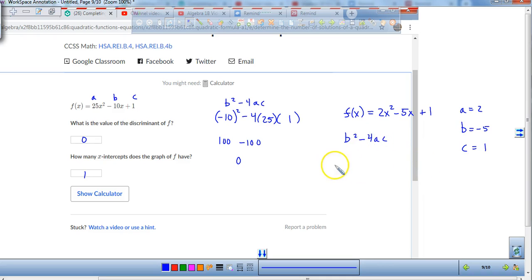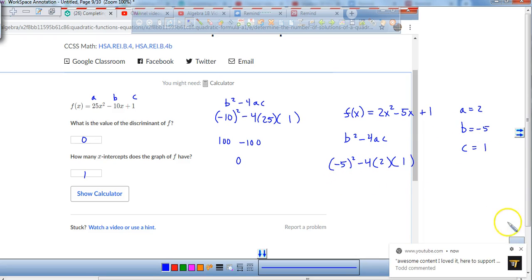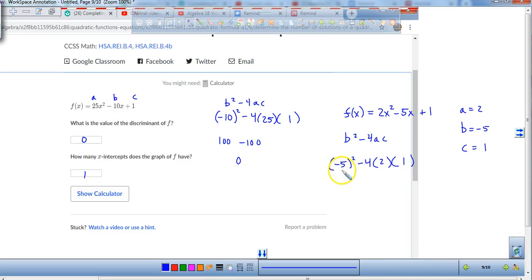b squared minus 4ac: negative 5 squared minus 4 times my a value times my c value. My a value is 2 and my c value is 1. Negative 5 times negative 5 is 25. Minus 4 times 2 times 1 is 8. 25 minus 8 is 17. So my discriminant is 17.